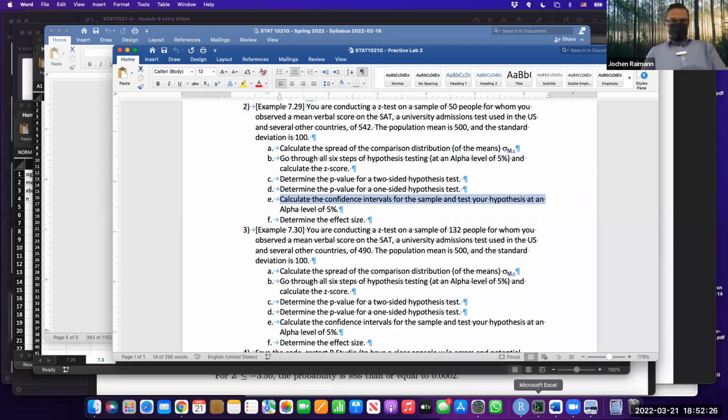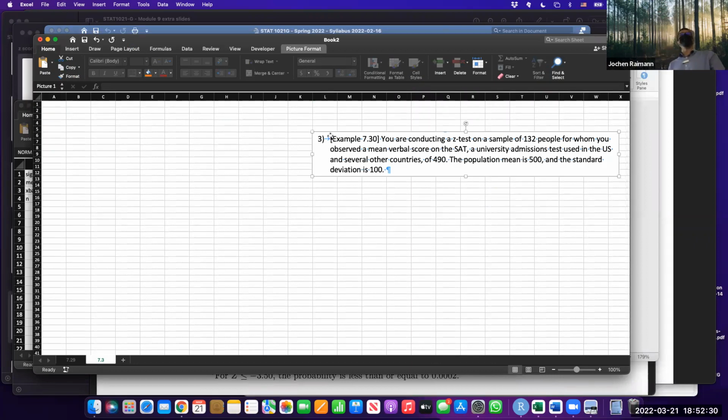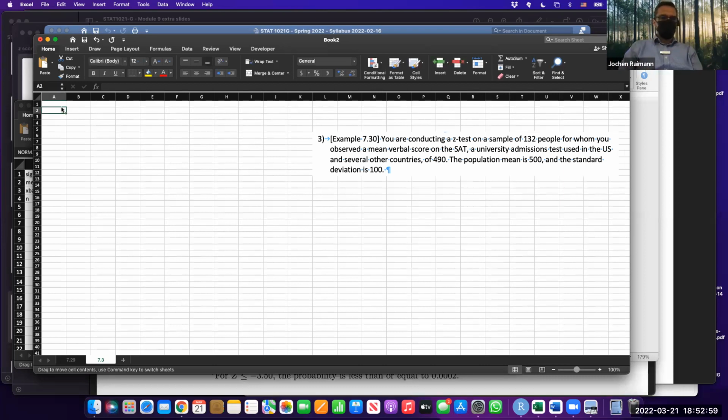Okay, so second example. It's always a nice exercise in Excel, right? So this is also the day when you have questions about Excel, so shoot your questions, in case there's anything you want to talk about expressively. Good, same question. You're conducting a Z test on a sample of 132 people for whom you observed the mean verbal score on the SAT of 490. Population mean is 500, standard deviation is 100. Good, same scheme, same setup, different numbers.